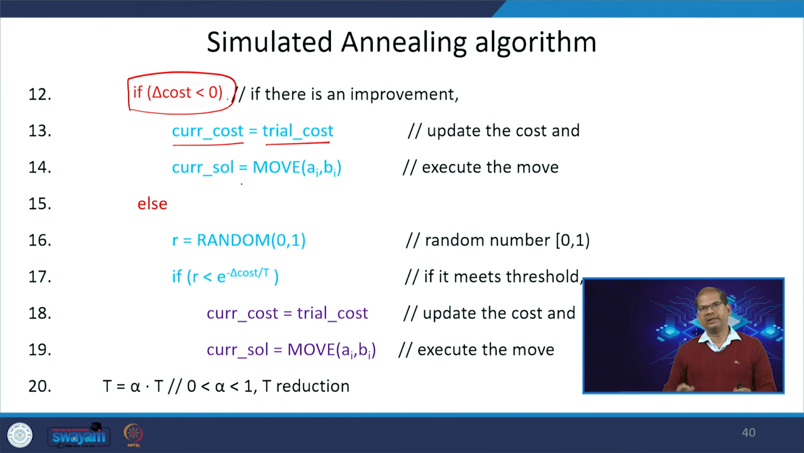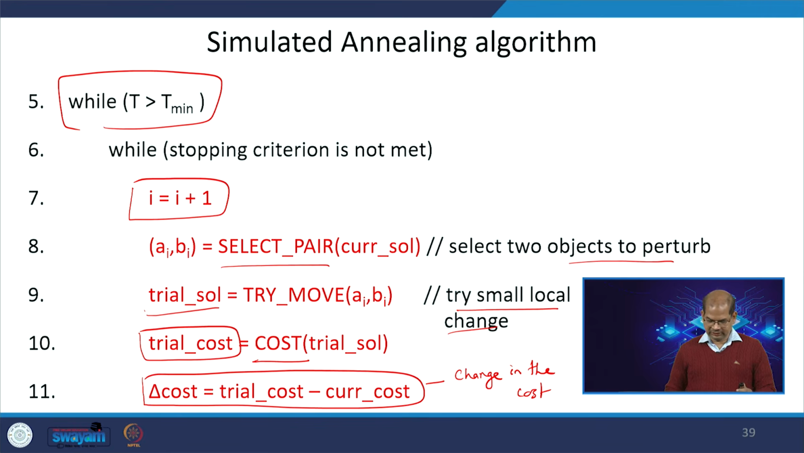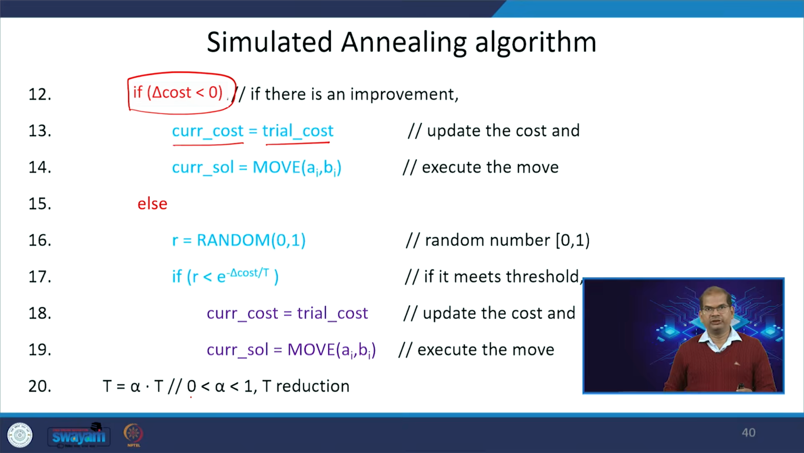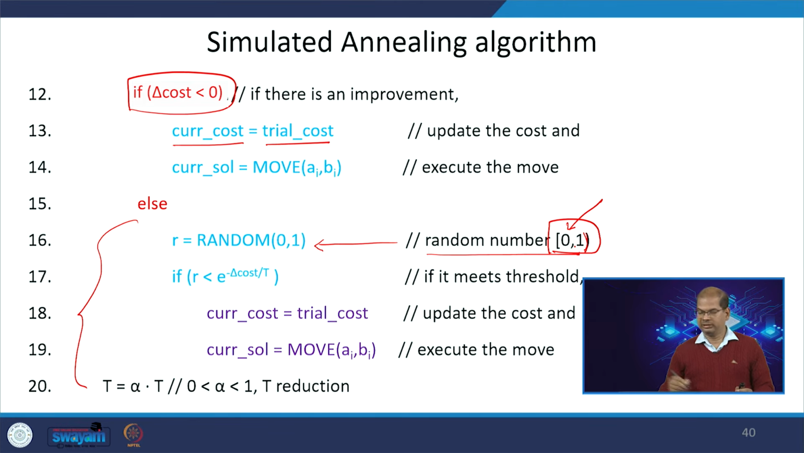If my trial cost is greater than my current cost and the delta cost is positive, I am not getting any improvement, then I can accept the cost with some probability. The random number r is between 0 and 1, where 0 is allowed, but 1 is not allowed. This bracket says that 1 cannot be taken as a random number.